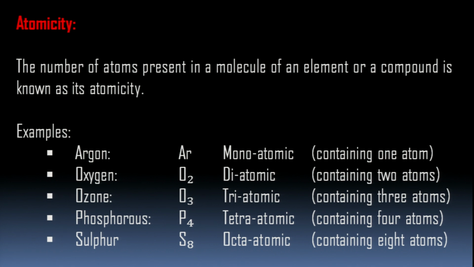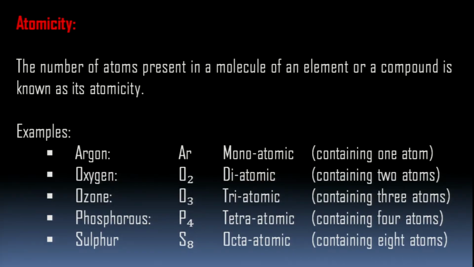Okay, children. Suppose example is argon. Argon is a noble gas. It exists independently. Doesn't want any brother, sister or neighbors to hold his hand. So, argon is monoatomic. It contains only one atom. Oxygen, O2, it's diatomic because it contains 2 atoms. To be in stable form, it contains 2 atoms.